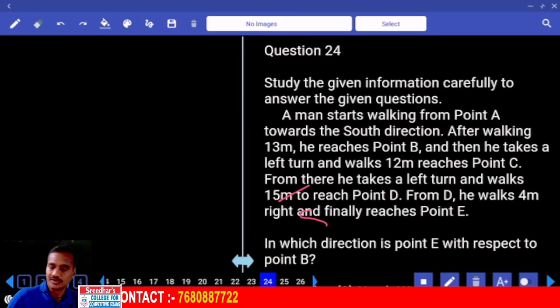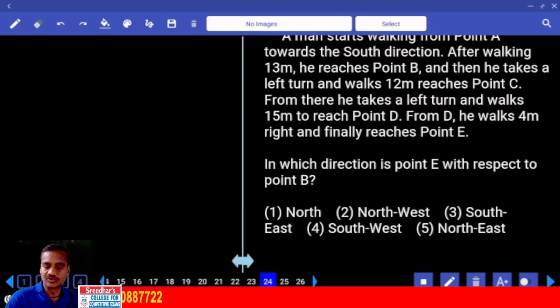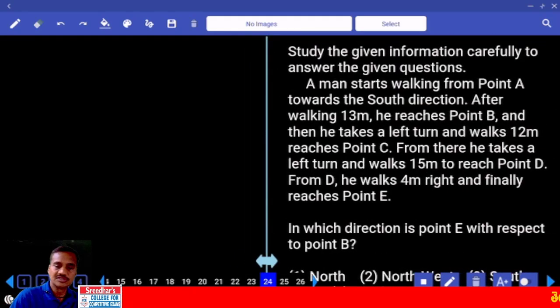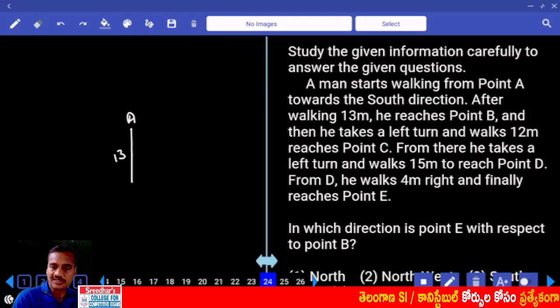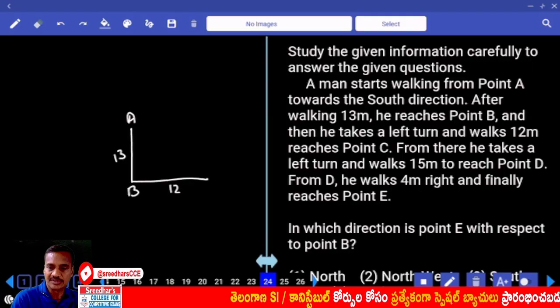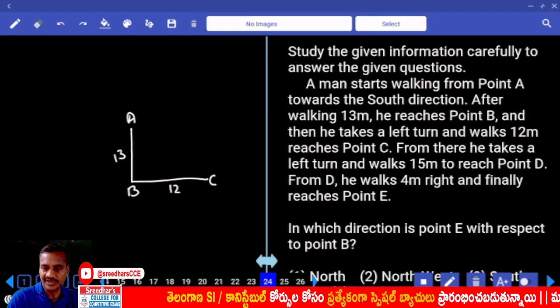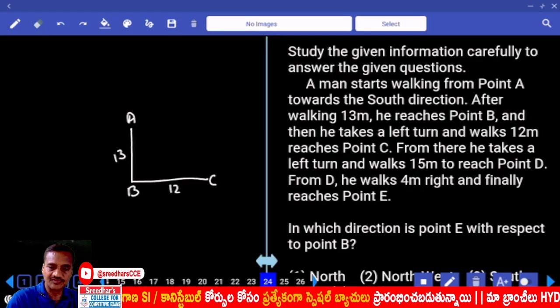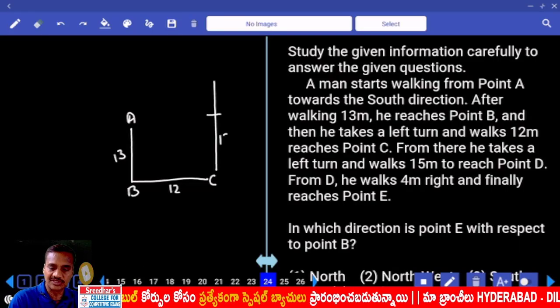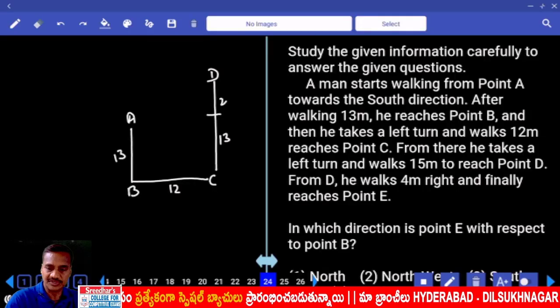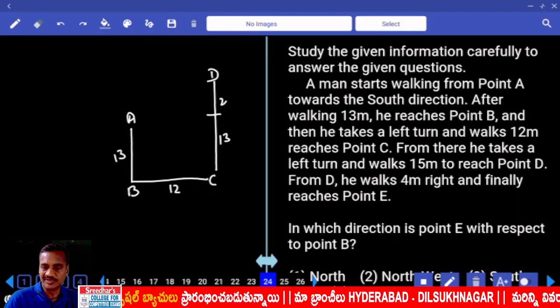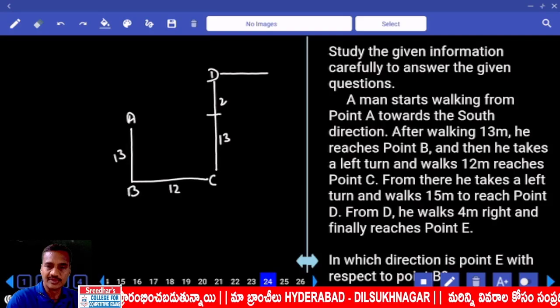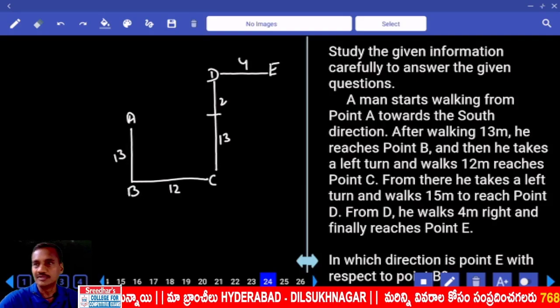Then 24. Now from 24 onwards, 3 questions are given under this. Directions: a man started walking from point A towards south. After walking for 13 meters, he reaches point B. And then he takes a left turn and walks for 12 meters and reaches point C. From there, he takes a left turn and walks for 15 meters to reach point D. This is 13 and this is 2, and reaches point D. And from D, he walks 4 meters right and finally reaches E.